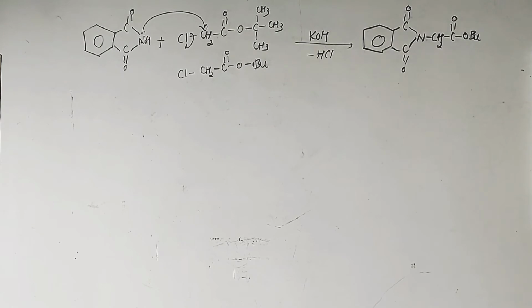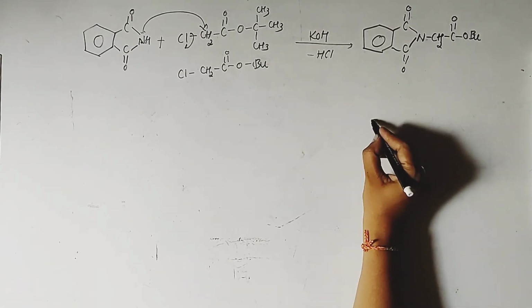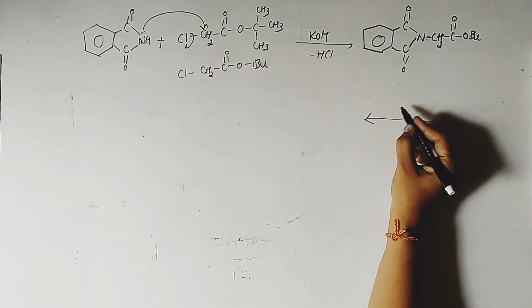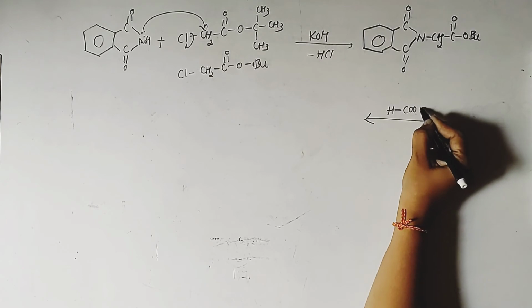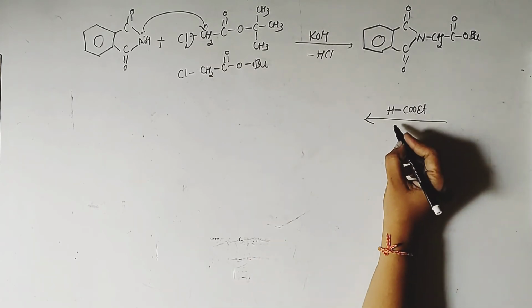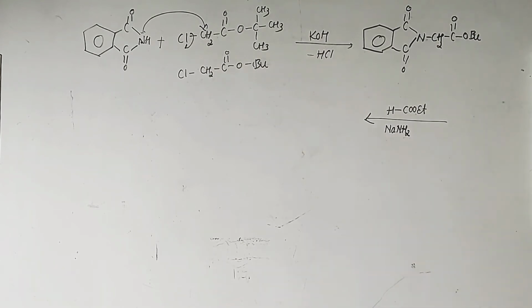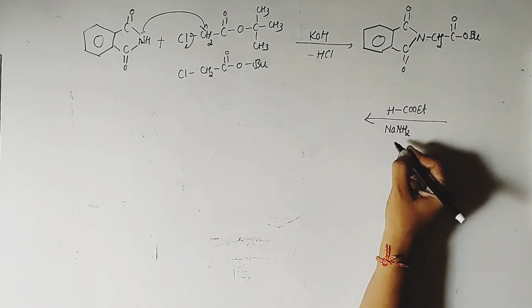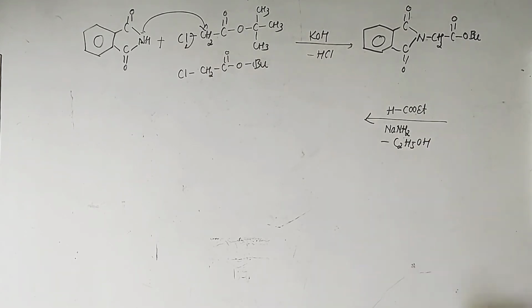But in tertiary butyl phthalimide malonaldehyde, in this position one aldehyde group we require. For that we will undergo the formylation reaction, and the formylation reaction is done by using ethyl formate, that is HCOEt, and the reaction takes place in presence of sodium amide, NaNH2, and here the removal of alcohol, C2H5OH, will take place.